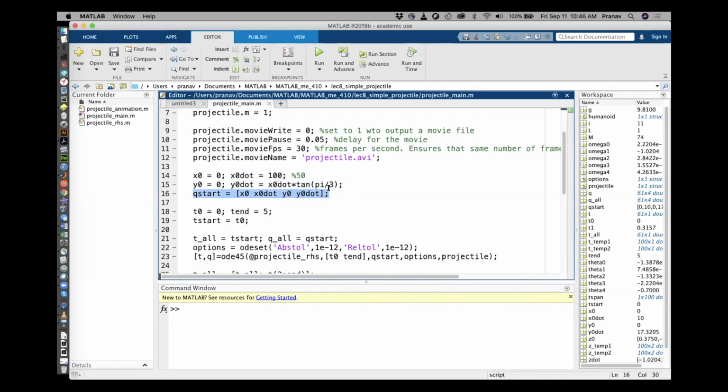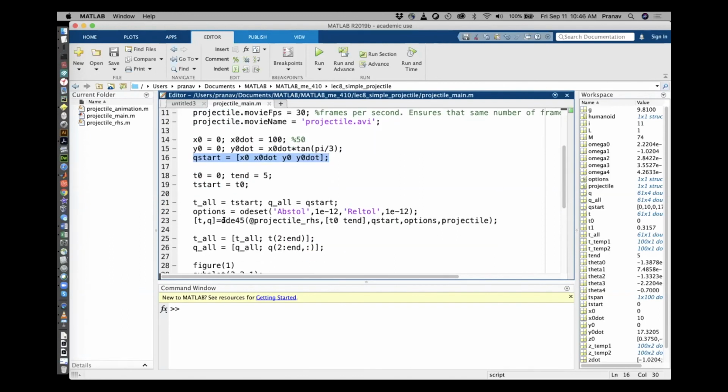Remember, this is the initial value problem, which means once I give an initial value, it will integrate the equations ahead of time to give me a simulation. And then I use this function, which is a new function now, ODE45. It actually works very similar to ODE4 in terms of how I use it. So I need to pass the right-hand side, which is basically the equations of motion I derived in my notes. So let me open that file here.